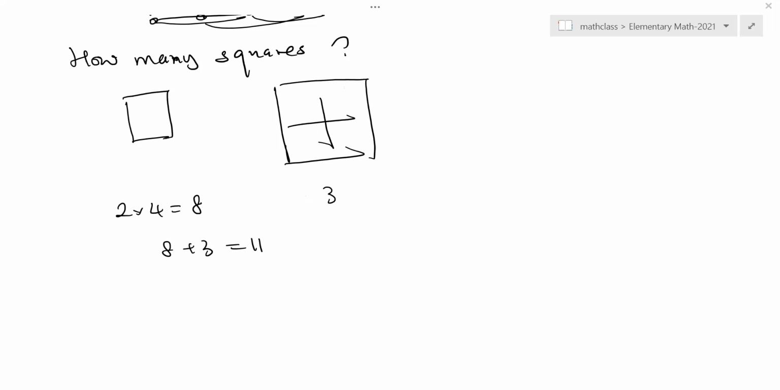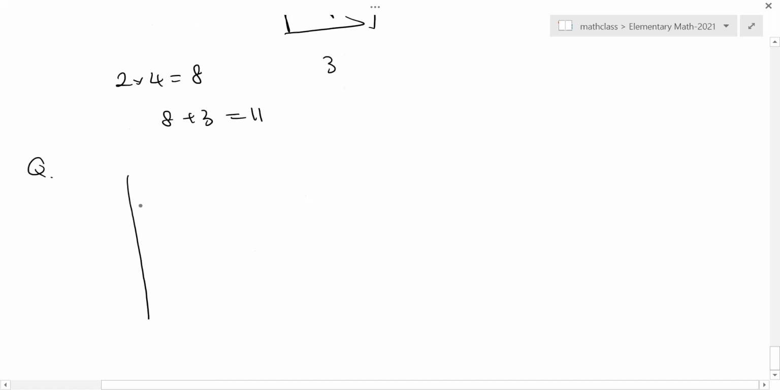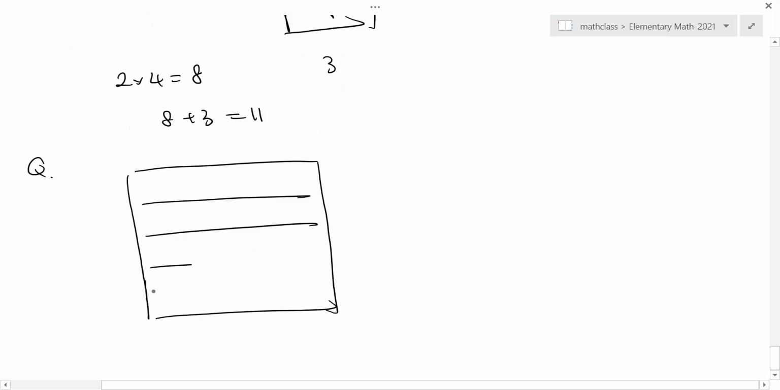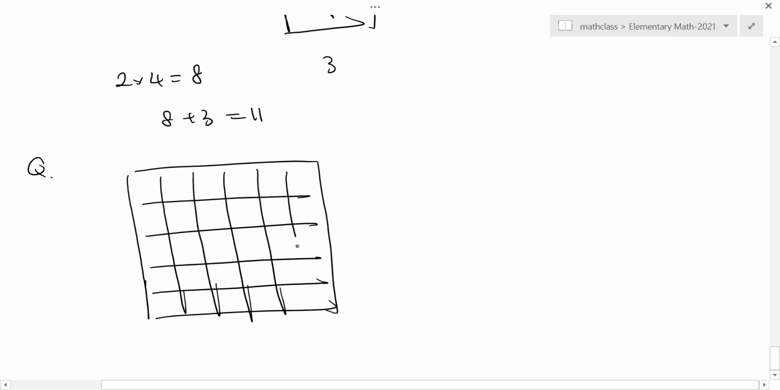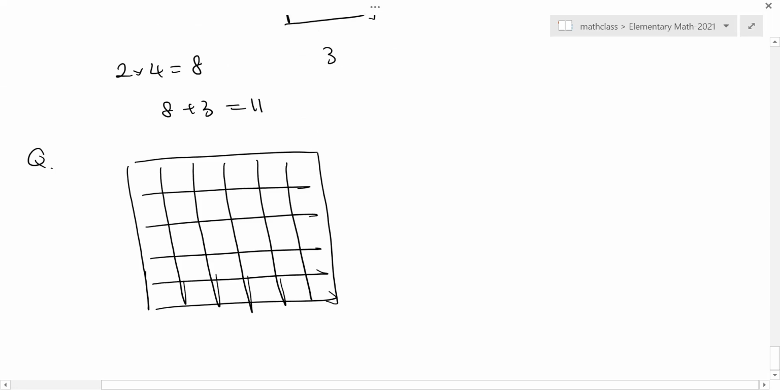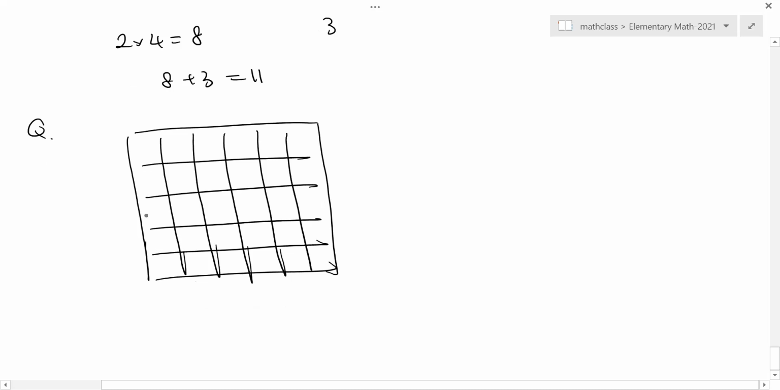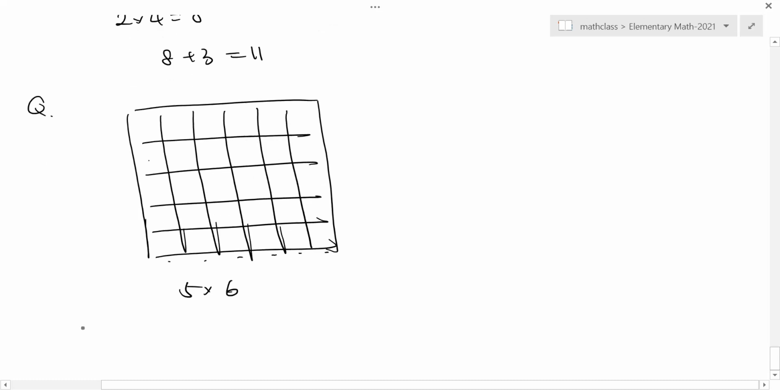All right, so let's do a little bit more general. I'm going to draw. Here's 1, 2, 3, 4, and 1, 2, 3, 4, 5, for example. So this side, 1, 2, 3, 4, 5, so it's a 5. And 1, 2, 3, 4, 5, 6. This is called the 5 by 6 picture. So the question is, how many squares are there?